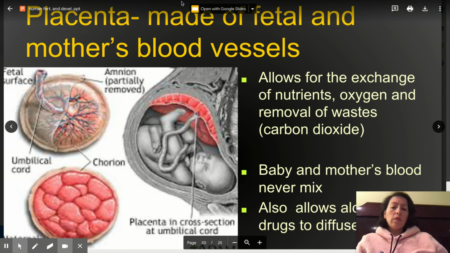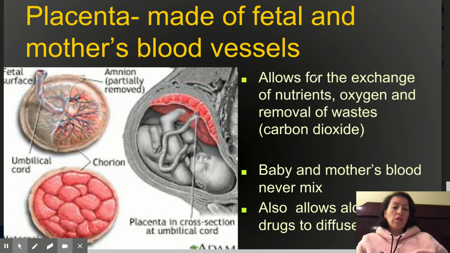Now this is a really important organ because the baby's contained in that amniotic sac. So the only way it can get its nutrients would be through the mother's blood. Now, the blood of the baby and the mother never mix, so it has to happen through diffusion. So materials are exchanged, like nutrients, anything small enough to diffuse, which we know are nutrients like glucose, fatty acids and glycerol, amino acids, oxygen is small enough, and it also is a site of exchange for the removal of waste like carbon dioxide and other wastes that the baby produces.